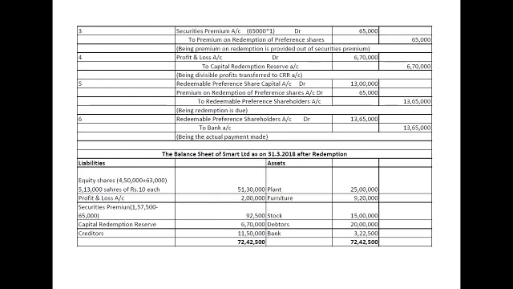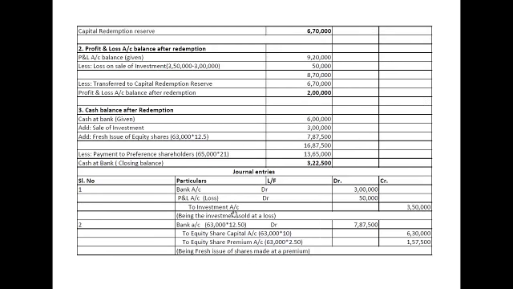Next, the second journal entry with respect to the fresh issue made at premium. Bank account debit 63,000 into 12.50. 12.50 is nothing but 10 plus 2.50, the nominal value plus premium. So you will receive 7,87,500 to equity share capital account.